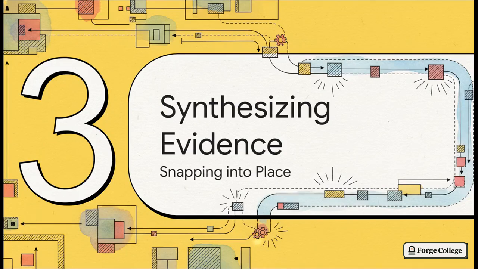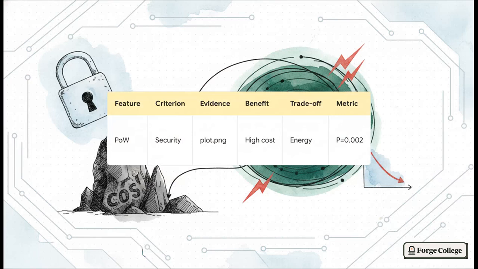Moving into Section 3, synthesizing the evidence. Time to start snapping things into place. Let's lock in our very first feature, proof of work. We're measuring the criterion of security versus cost, pointing directly to our confirmation probability plot as our hard evidence. Now, notice how the massive benefit here, which is a highly expensive 51% attack, is immediately paired with its trade-off, immense energy consumption. And we anchored this entire thought with hard math. We show that an attacker's success probability, assuming 30% hash power after 6 confirmations, is just 0.002. That's a strong claim.